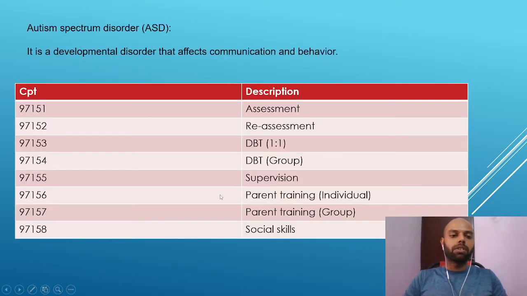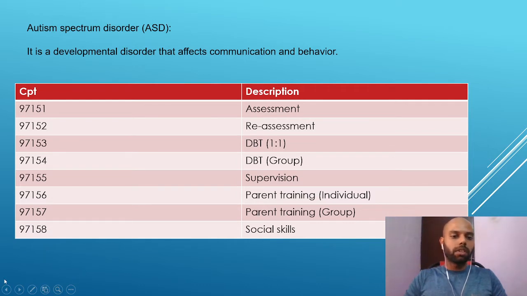Autism spectrum disorder is a developmental disorder that affects communication and behavior. For example, a 2-year-old child has to communicate with their parents and respond to the parents. If the kid has any communication or behavioral problem at the age of 2, the patient has to be taken to ABA services and checked whether the patient is affected by autism or not.